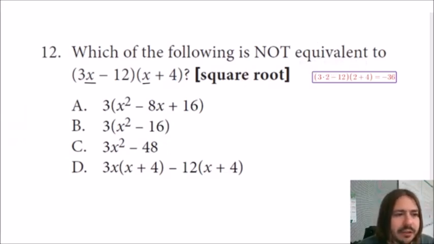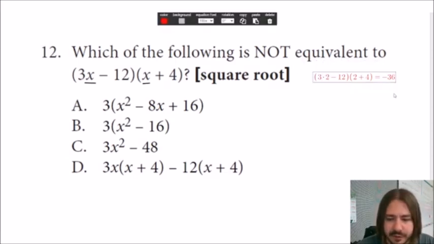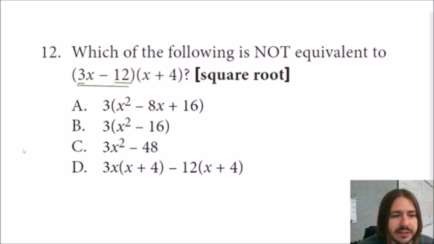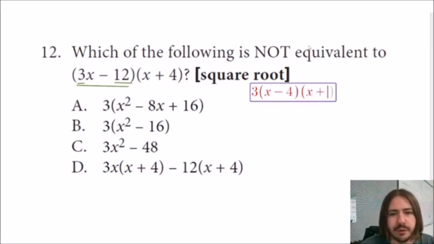Now, algebraically, another way we can approach this is to notice that this first binomial, 3x minus 12, actually has a greatest common factor, meaning both 3 and 12 are divisible by the number 3. What we can do is something like the distributive property in reverse, and factor out that greatest common factor. In other words, divide out that 3 and go from there. So if I factor out that 3, I'll have 3 times x minus 4 times x plus 4.